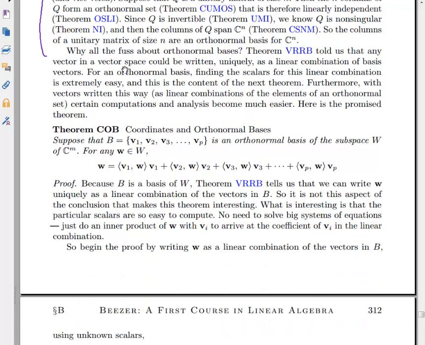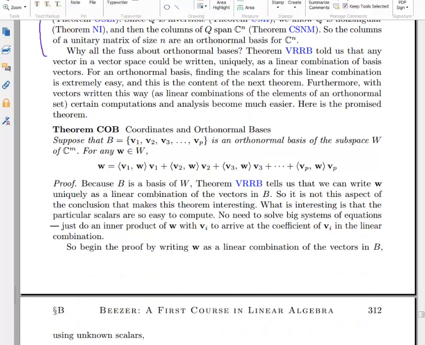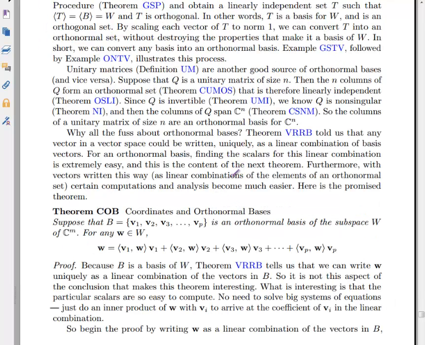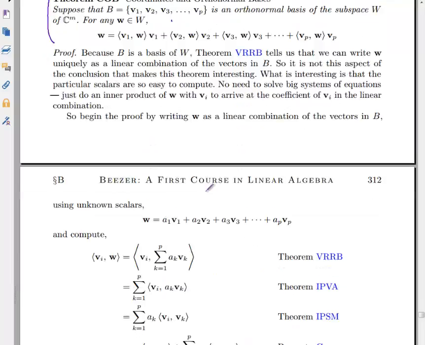Okay, so why are orthonormal bases so nice? Well, we've been using bases or linearly independent sets to express vectors as a linear combination. And if you have an orthonormal basis, it's particularly easy to find the linear combination required. Now, there is a general method for expressing an arbitrary vector as a linear combination of orthonormal vectors, and that general method is expressed in this theorem. But before doing the theorem, let me show you how it works in a particular case.